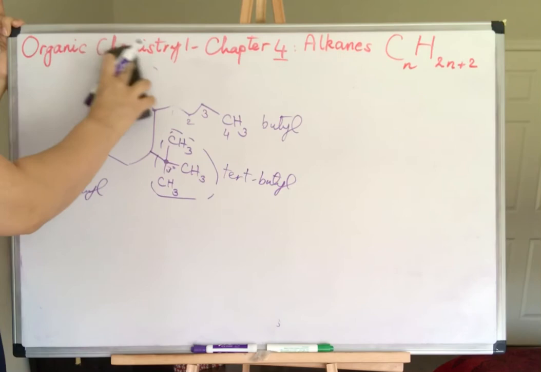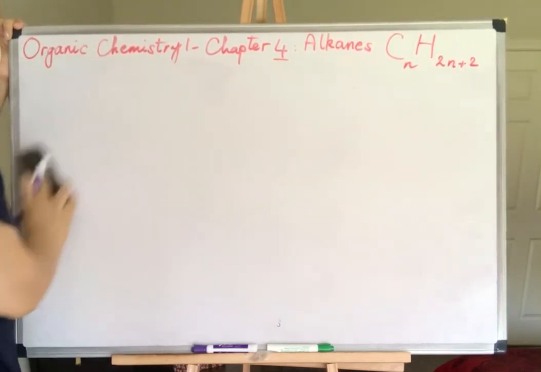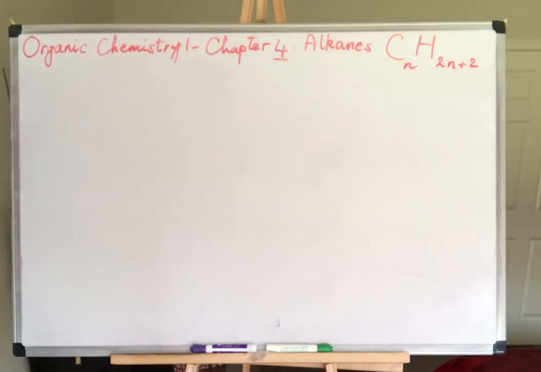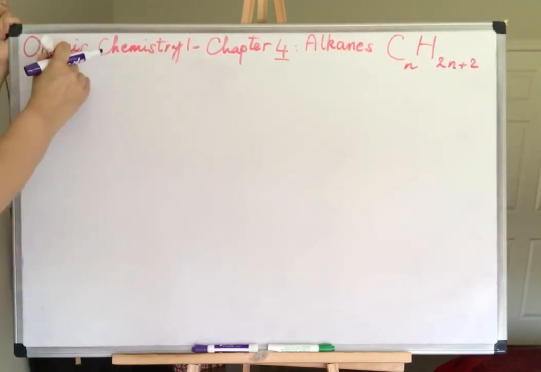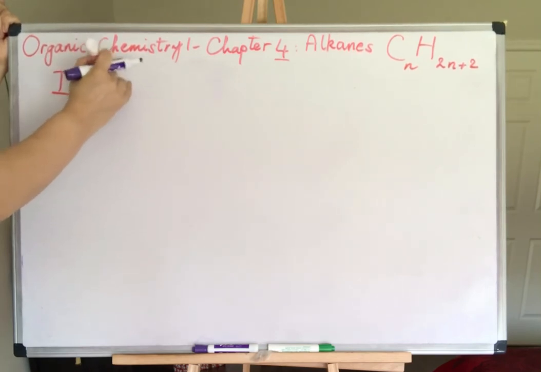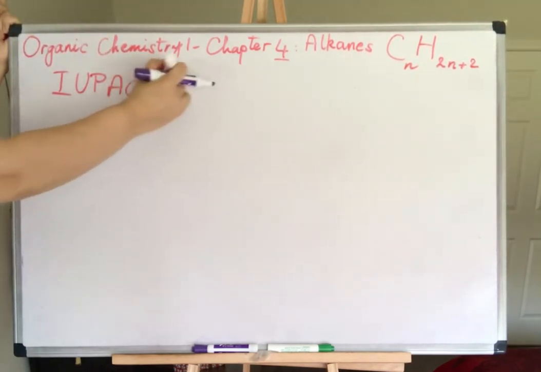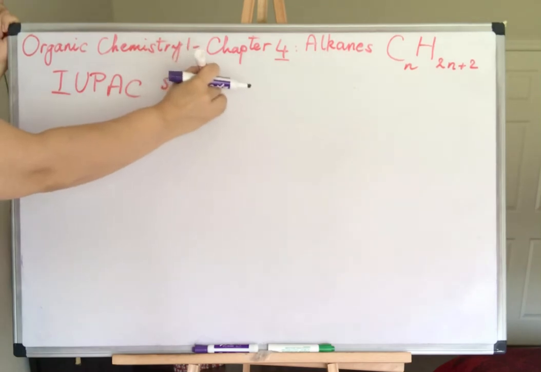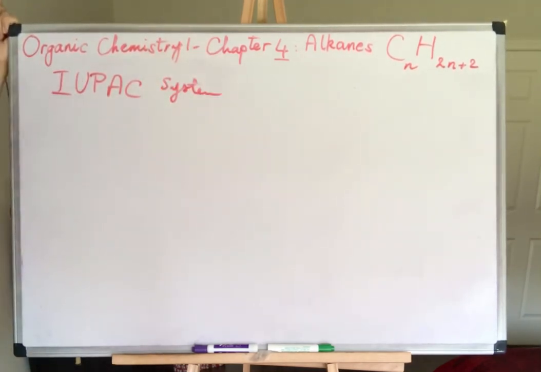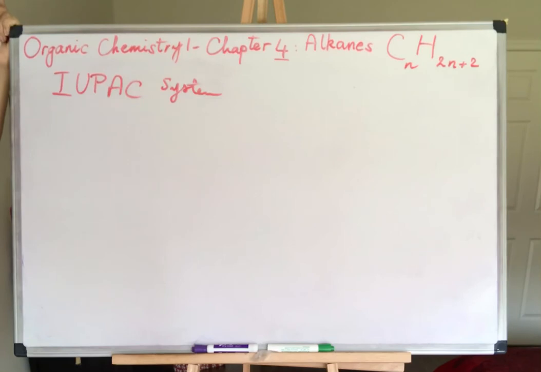Now we are getting to naming the compounds. I'm sure you all had naming of compounds in general chemistry too, but just in case you forgot, you had it so many years ago, let's review it. The IUPAC system, International Union of Pure and Applied Chemistry, sets the rules for naming compounds. The IUPAC system is the combination of numbers and letters.